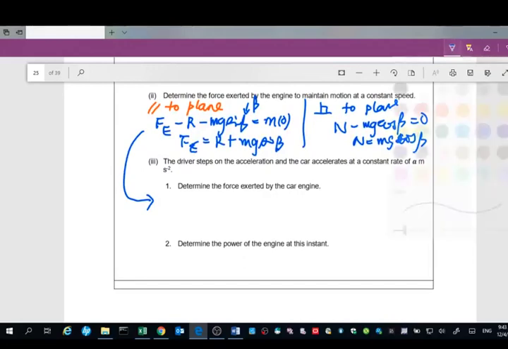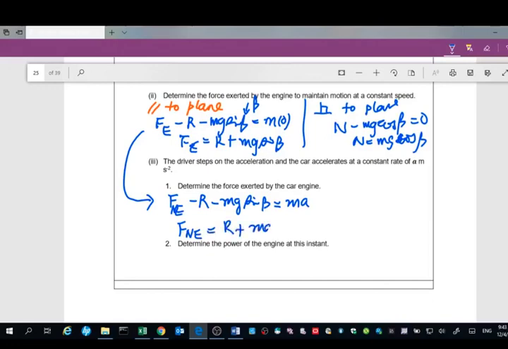It's actually very similar to part 2 here. Instead of writing a equals 0, now we have some value of a which is not 0. So when we write it out, the new FE, I call it the new engine force, is R plus mg sine beta, sorry, again my mistake, plus ma. So this is the new engine force.